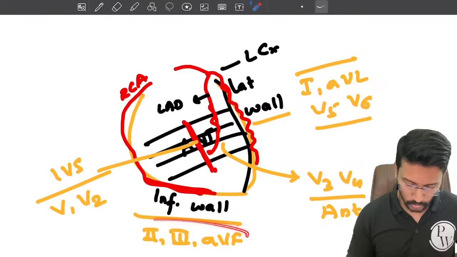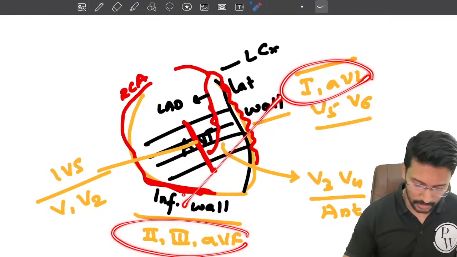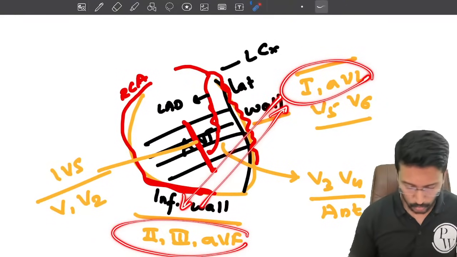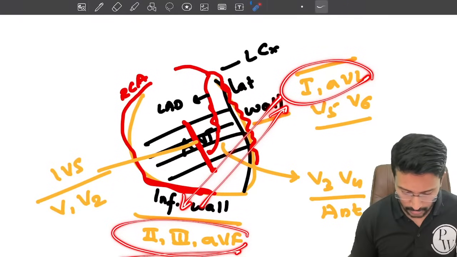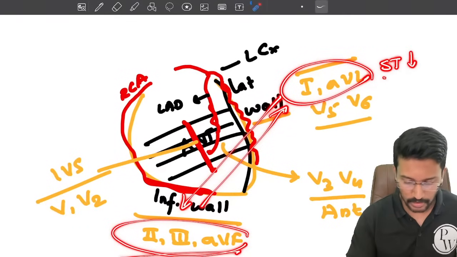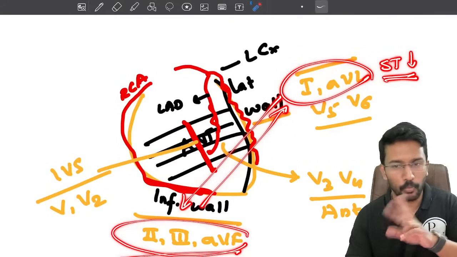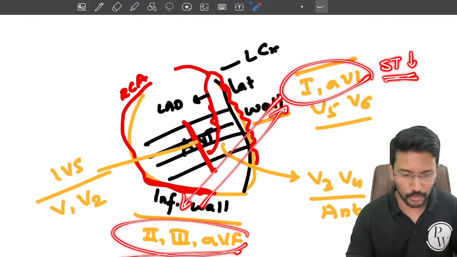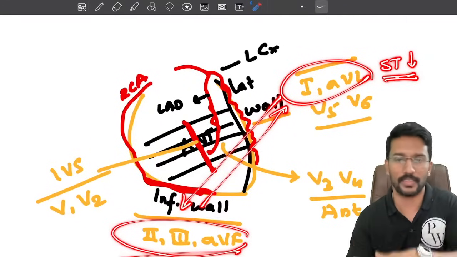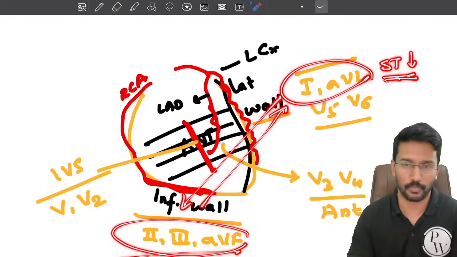Now lead 2, 3, AVF and 1 and AVL, they are looking at each other in the opposite direction. So if you see ST elevation in lead 2, 3, AVF, there should be ST depression in 1, AVL because they are looking at the same location in opposite directions. So if one is showing ST elevation, the other should show ST depression. Then only it is a case of STEMI. And this is what we call reciprocal changes.